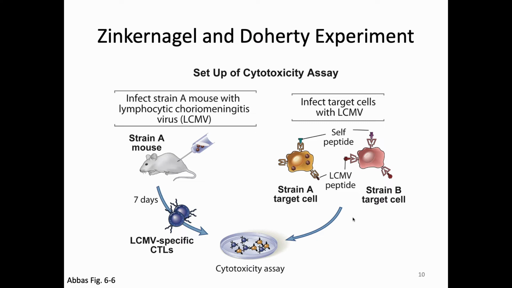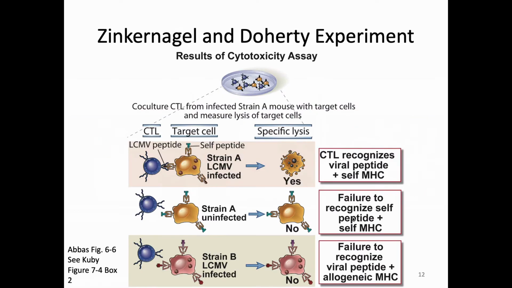So these cells, the target cells on the right, are the ones that are loaded with radioactive chromium. And we're looking at the ability of these T cells from a strain A mouse infected with LCMV to kill those targets. And so here are some of the outcomes of this experiment. When they used T cells which came from a strain A mouse infected with LCMV, and they used target cells from a strain A mouse infected with the same virus, then the T cells could kill the targets. So same genetic type, same virus, we get killing.